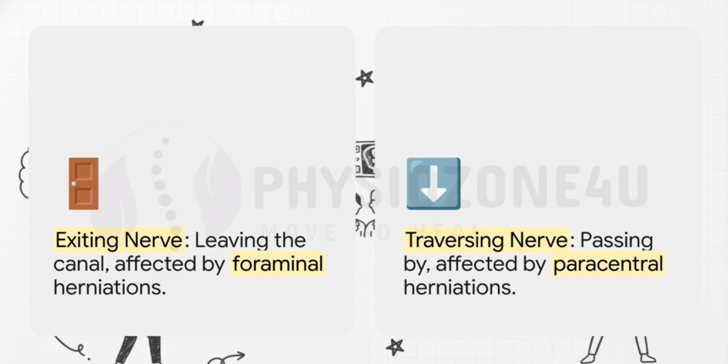Because of this steep downward slope, an off-center paracentral herniation at L4, L5 usually traps the downward traveling L5 traversing route and completely misses the exiting L4 route.